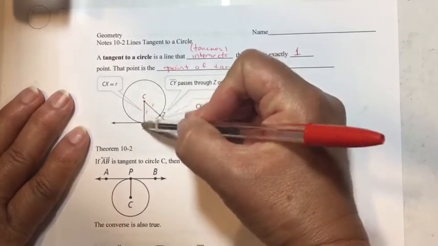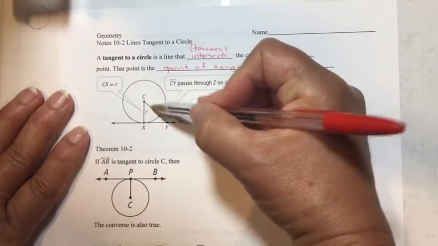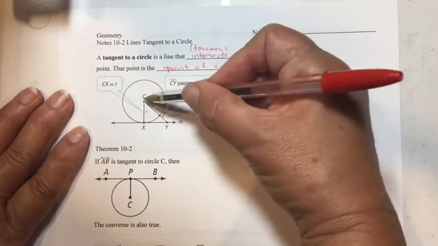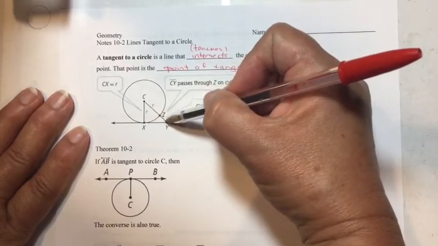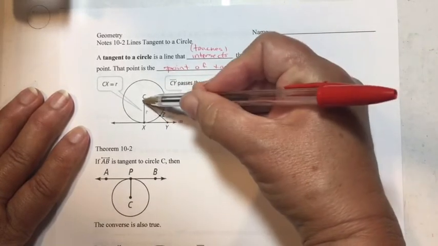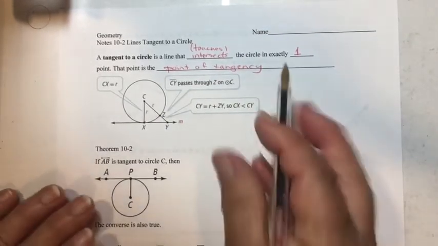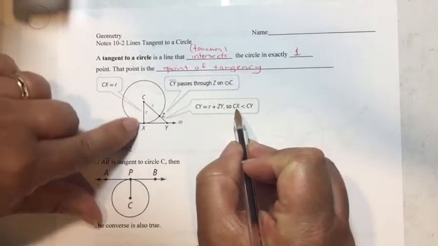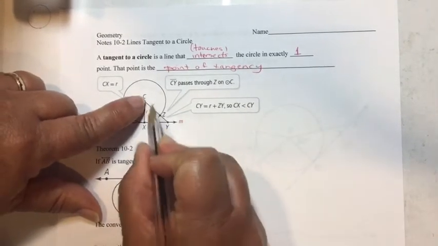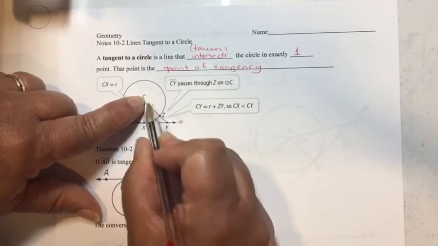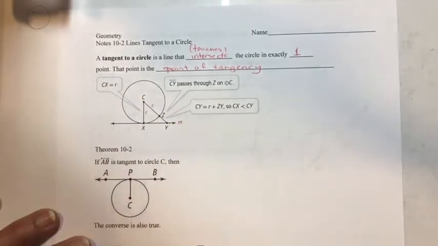Now if you look at CX, that's a radius, and if you look at CZ, that's a radius. And of course all radii are the same. So if I were to take this radius and add on a piece, then that will always be bigger than a radius. Okay, so that's what this says. CX, the radius, is always smaller than that radius plus a point outside. In other words, a point on the line of tangent.